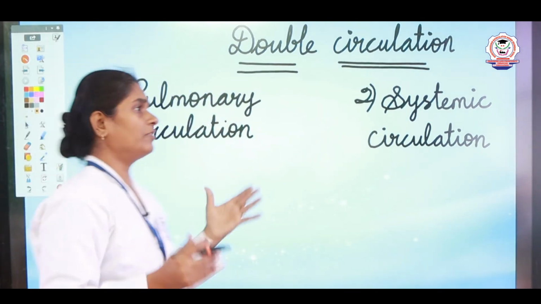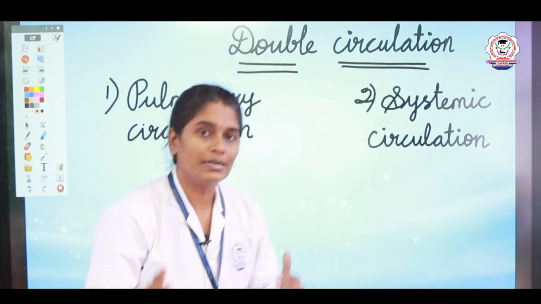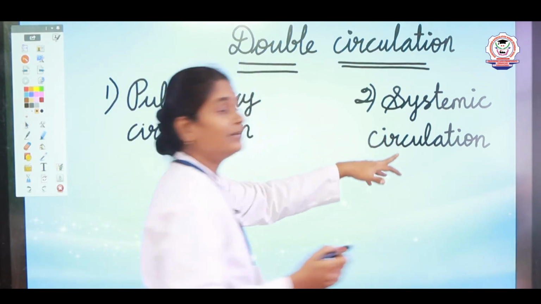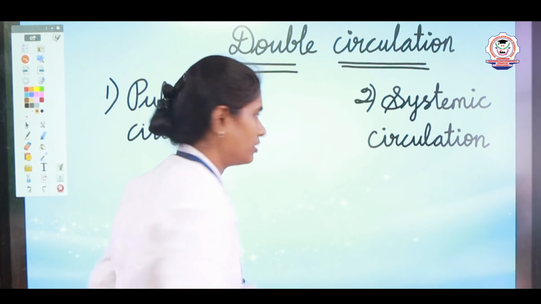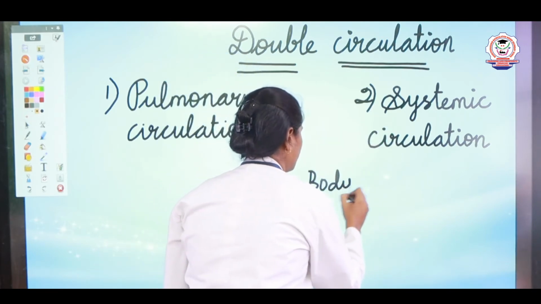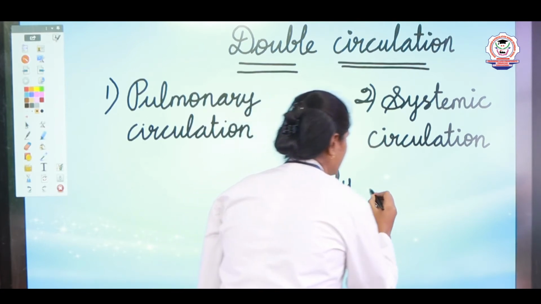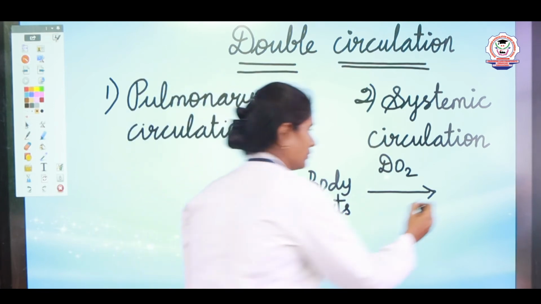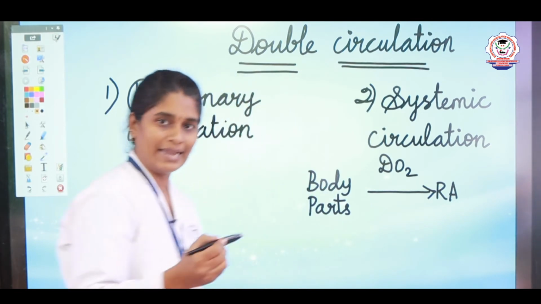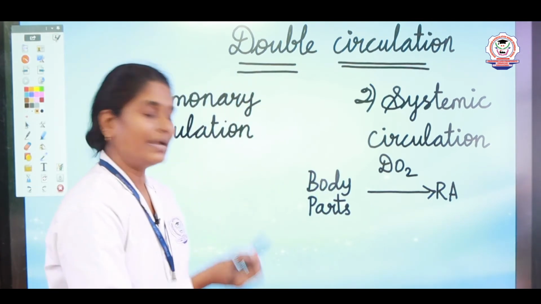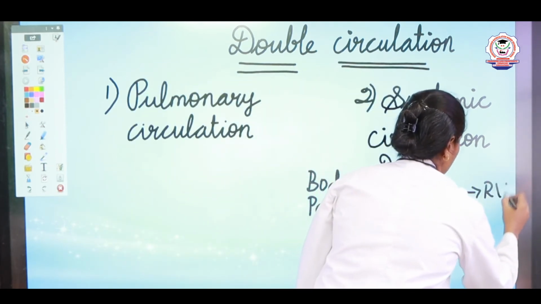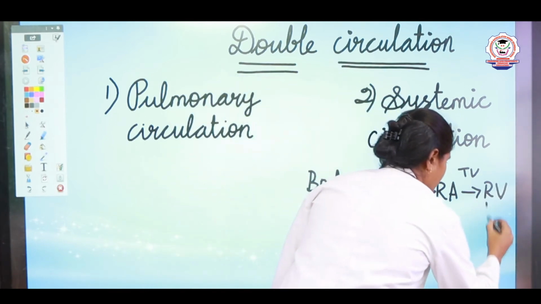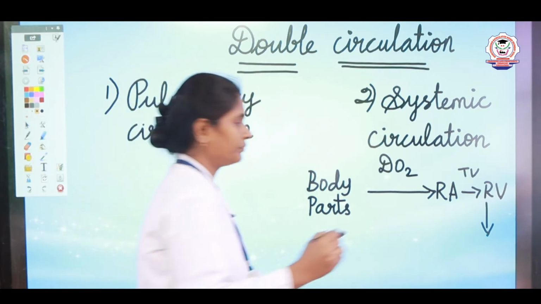Right. Now first, from where is the deoxygenated blood entering into the heart? From all the body parts, right. That circulation we call systemic circulation. From all the body parts, the deoxygenated blood is entering into the right atrium, and from the right atrium the deoxygenated blood is entering into the right ventricle through the tricuspid valve. Okay. So from the right ventricle the deoxygenated blood is entering into the lungs.